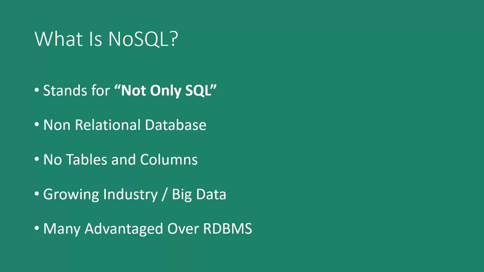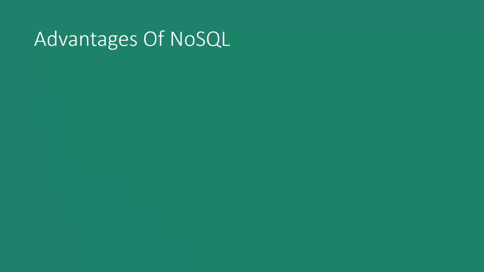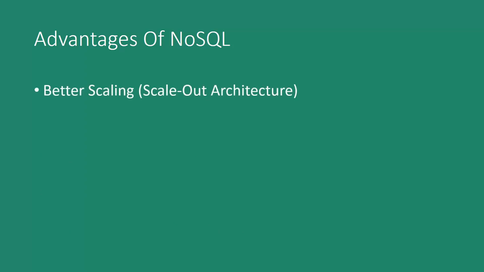Alright, and with that said, there are many advantages over traditional relational database systems. So let's take a look at some of those advantages. First we have scaling. Relational databases can be a nightmare to scale. It's oftentimes difficult, it's expensive, and they use a scale-up method, which means that you need to add proprietary, expensive resources to a single form factor.